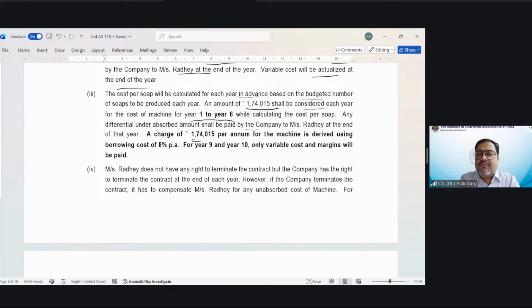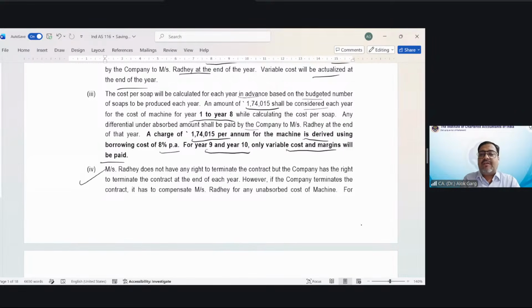A charge of 1,74,015 per annum for the machine is derived using borrowing cost of 8% per annum. See, the lease payment, the in-substance fixed payment, they have given you 1,74,015 and the discount rate they have given you 8%, and for year 9 and 10 only variable cost and margin will be paid. Means the lease payment, this is a rent free period, the lease payment is not required to be made, and in year 9 and 10 only variable cost and margin needs to be paid, okay, which is not a lease arrangement, okay.